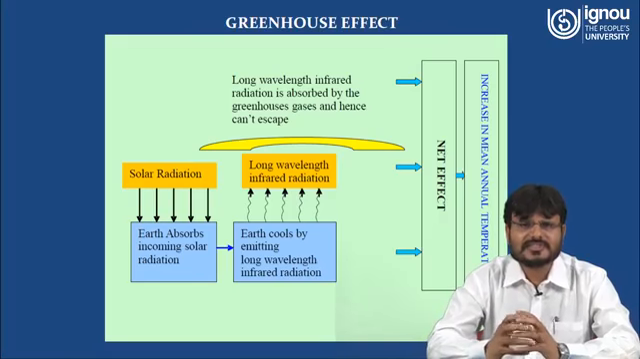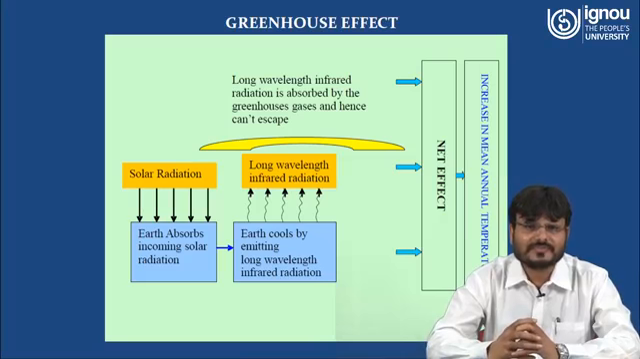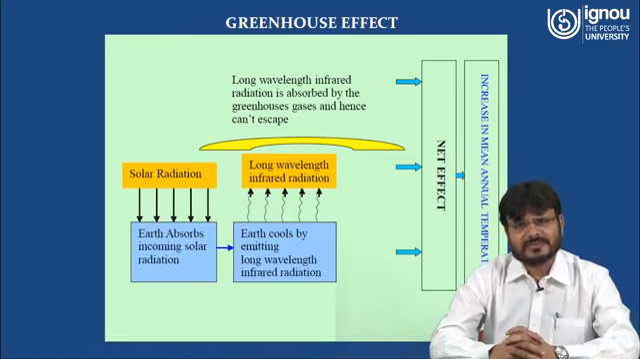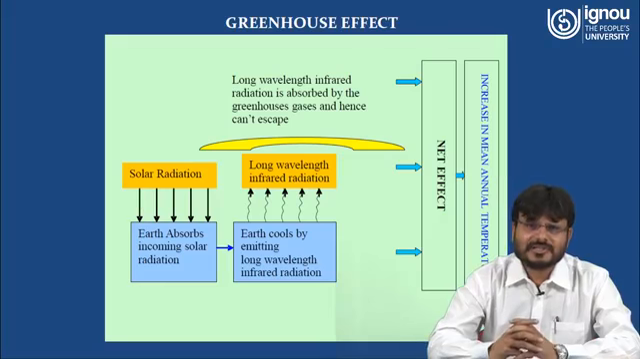As you know, as solar radiation comes from the sun, it is absorbed by the earth. The earth absorbs the incoming solar radiation. Then the earth cools by emitting long wave infrared radiation, and this long wave radiation is absorbed by the greenhouse gases present in the atmosphere, and hence it cannot escape. So what happens due to this long wave infrared radiation? It increases the average temperature of the atmosphere.